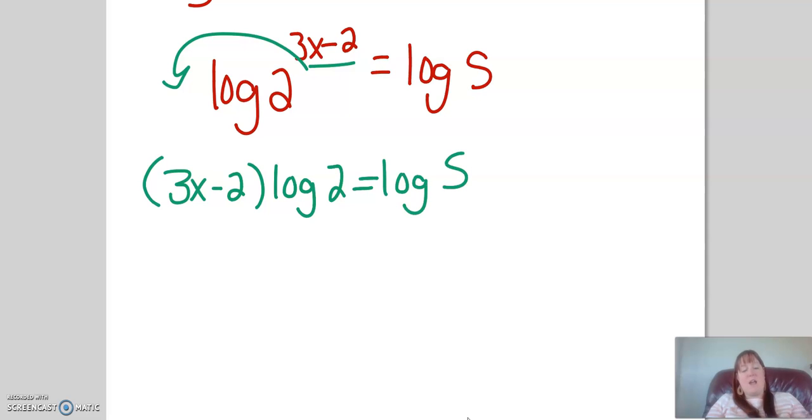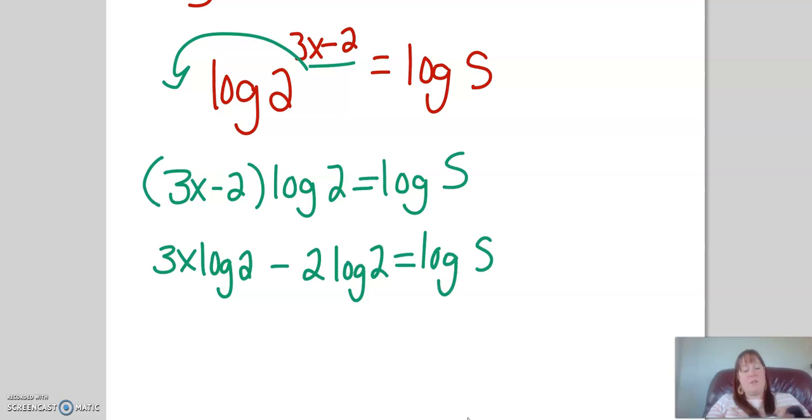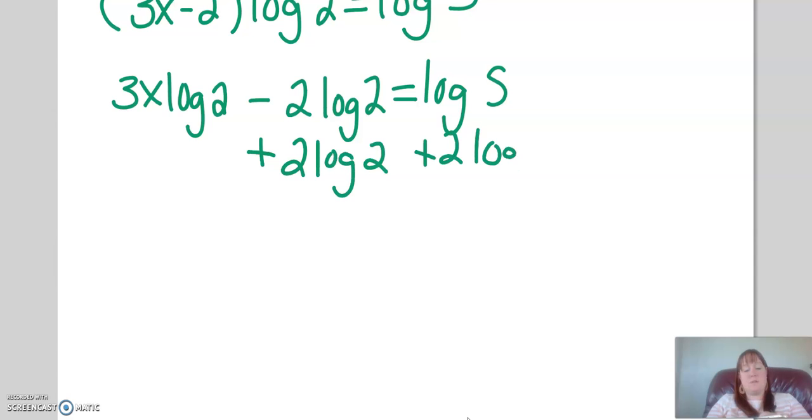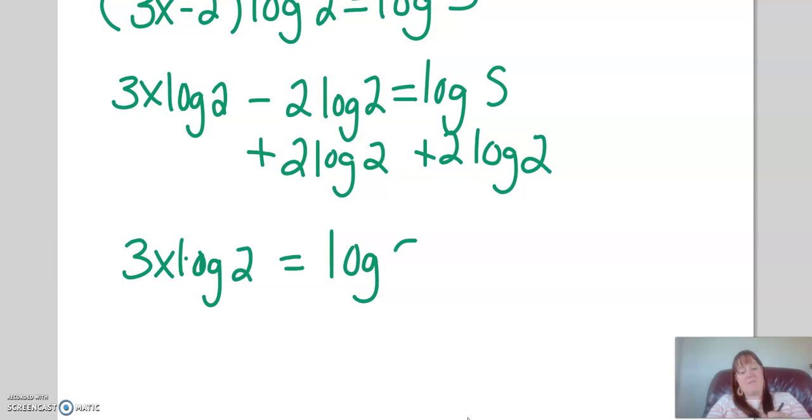of 5. And then we're going to distribute this log 2 into this one and into that one. So we have 3x times log of 2 minus 2 times log of 2 equals log of 5. Okay, and now we want to get everything with an x by itself, so we're going to keep this one on this side and we're going to move this to the other side by adding it to both sides. So we have 3x log 2, log 2 equals log of 5 plus 2 log of 2.